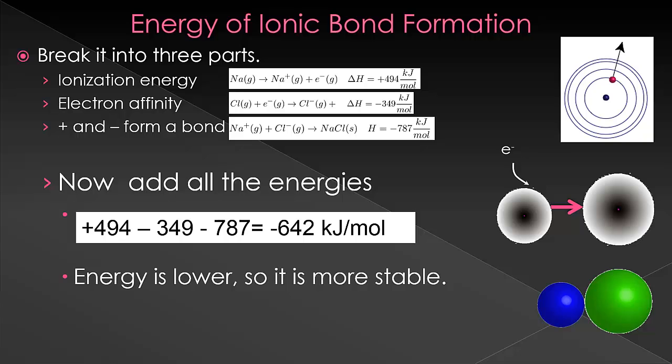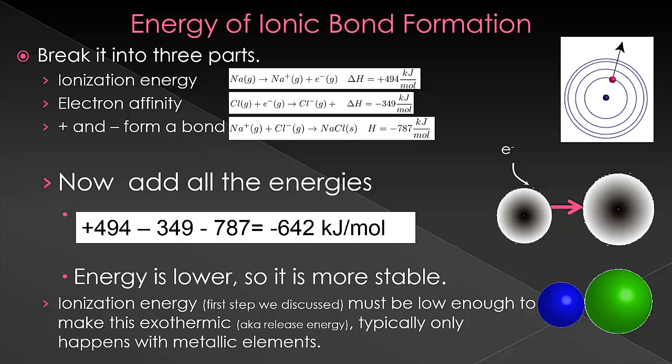Let's think about what must be true in order for this to be negative. Since we need the exothermic value, this positive ionization energy value right here must be low enough that it does not counteract the negative values for the electron affinity and the plus-minus attraction. So I'm going to say that one more time. This positive value right here must not be so large as to counteract these negative values here, since we want this overall value to be negative, otherwise known as exothermic.